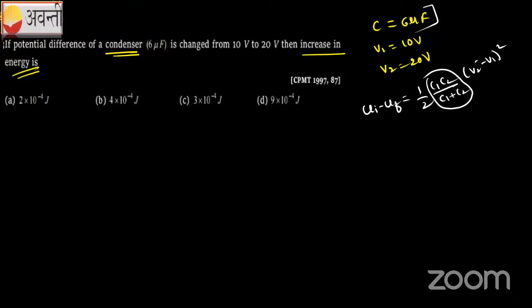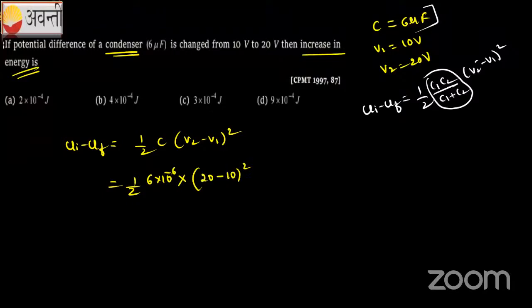For two capacitances, we can write this as an equivalent capacitor. Instead of this whole thing, we can write C itself. When we write C itself, the change in internal energy can be written as half of C (V2 minus V1) whole square. The C is already given as 6 microfarad, which means 10 to the power of minus 6 farad. The V2 value has changed to 20 volt, so we have 20 minus 10 whole square.